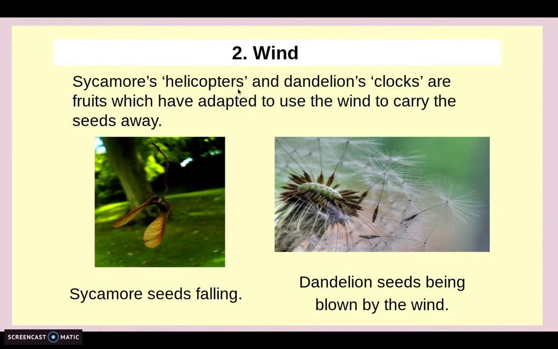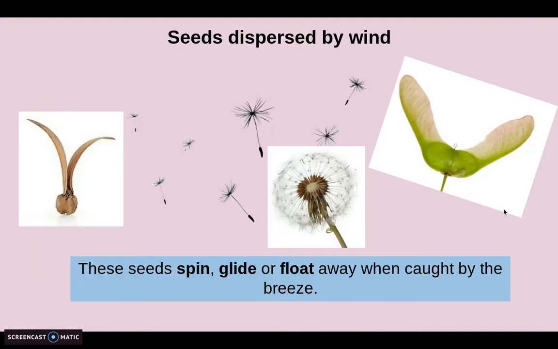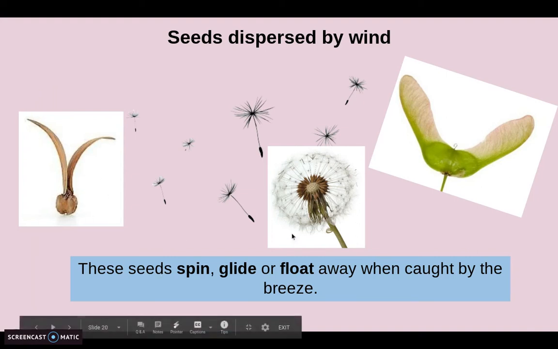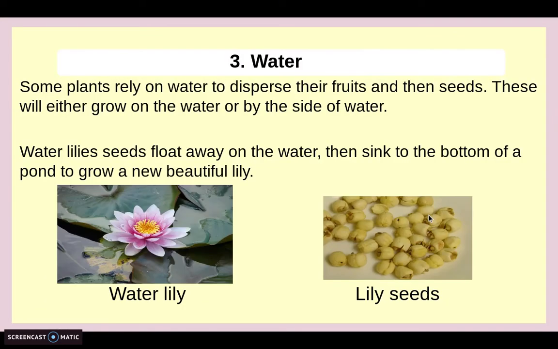Wind: sycamore helicopters and dandelion clocks are fruits which have adapted to use the wind to carry the seeds away. This is them falling and the dandelions being blown in the breeze. Seeds dispersed by the wind can spin or glide or float away.